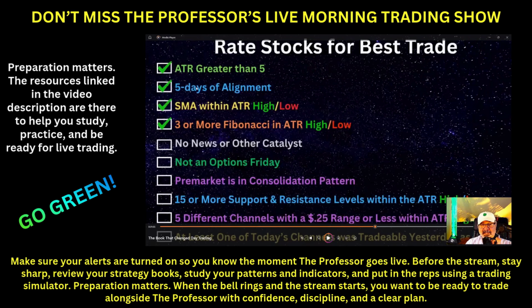You want 5 days of alignment, meaning you go back on a chart and you look, are those candlesticks all aligning within the current ATR high and low level? It's getting complicated here, guys, but there's just like 5 or 6 things to learn, and then you can just apply it to the same stocks you find day after day. Do they fit? Then the Fibonacci level we just talked about, you don't want a news or a catalyst.